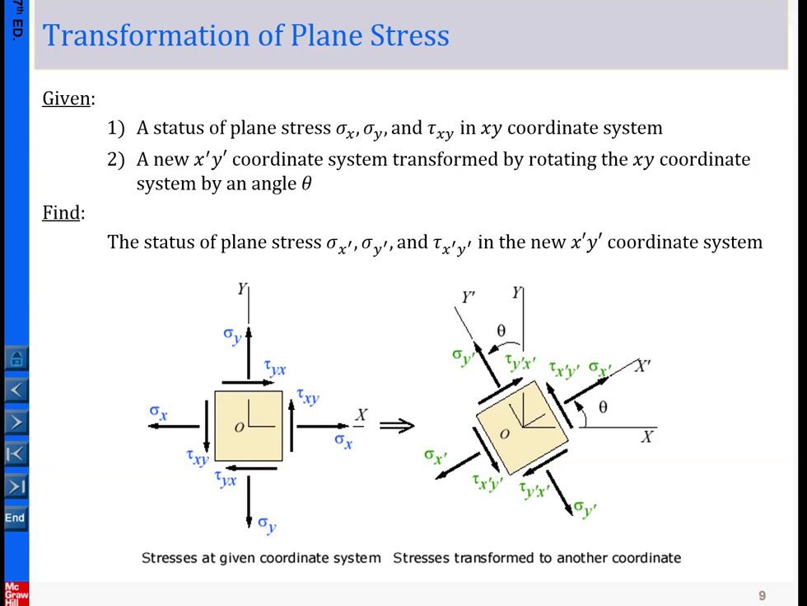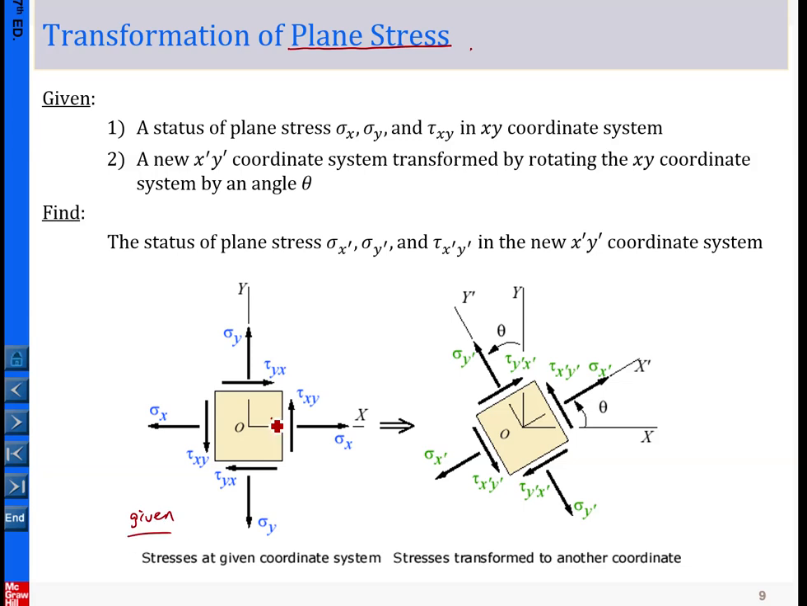Okay, so in these chapters we dedicate ourselves to plane stress, and of course once we learn these basic skills, we can extend it into three dimensions. But here we start from the simple one. So for the transformation, it is this. We are given this.